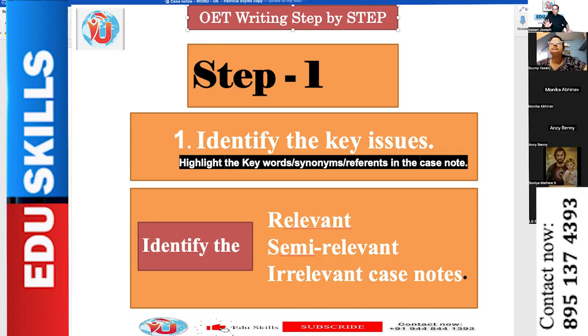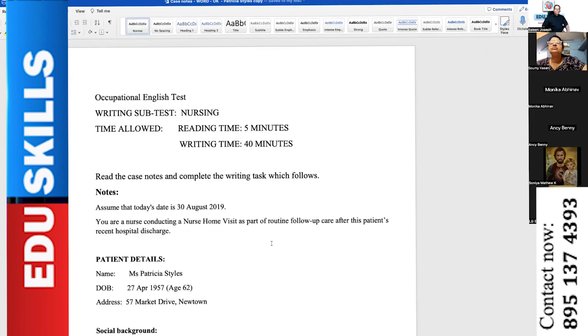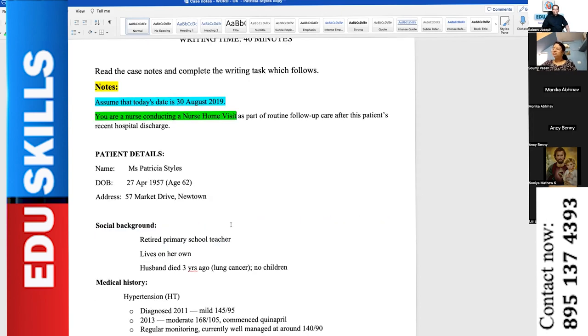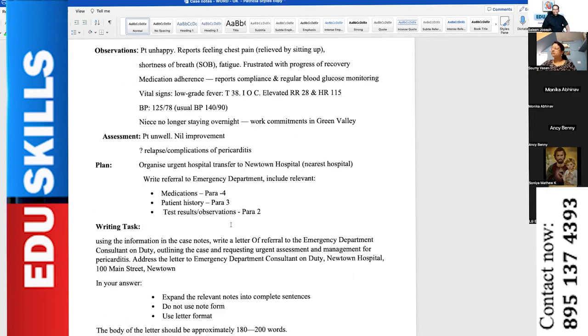As soon as you get a case note, what you have to do at the very beginning is read the notes segment. In the first few lines, a date will be given, today's date. Then, who are you? You are a nurse conducting a nurse home visit. This is what you require in the beginning. Immediately after that, you should go to the writing task.